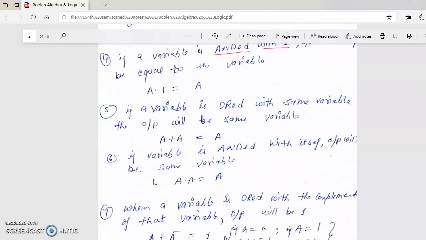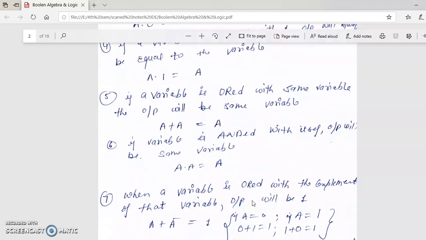Next one is, if a variable is ORed with the same variable, the output will be the same variable. Okay, A plus A, ORing with A, we always get A. If variable A is ANDed with itself, the output will be the same variable. If A dot A is done, we always get A.